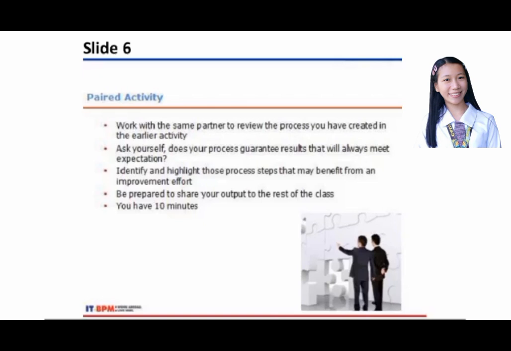The rationale behind this activity is to introduce the concept of process improvement and emphasize that even though we aim to be on time, sometimes our actions or processes cause us to deviate from expectations.